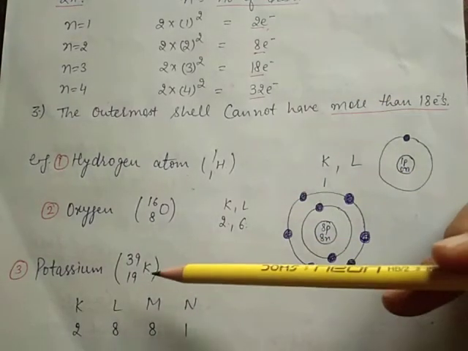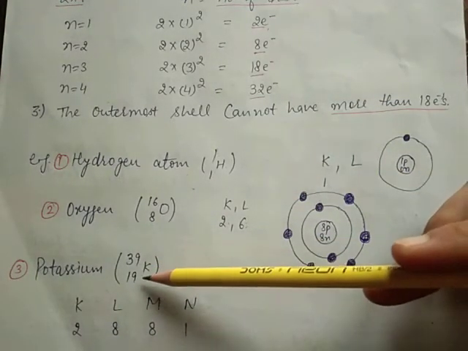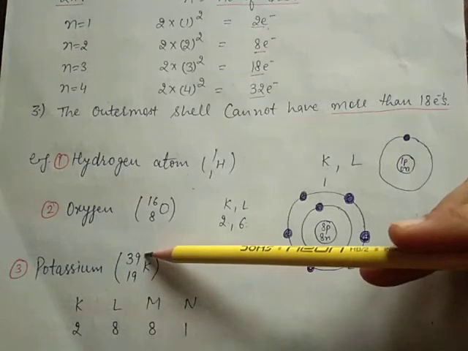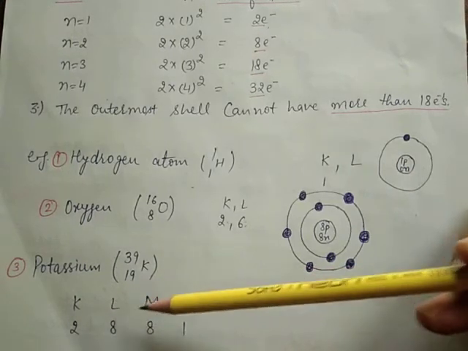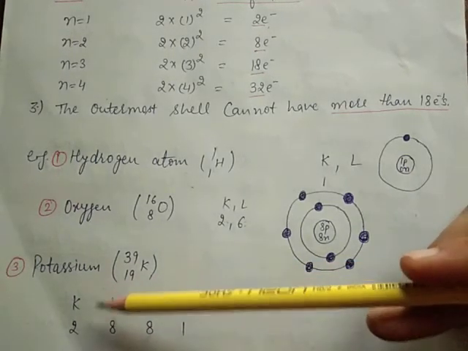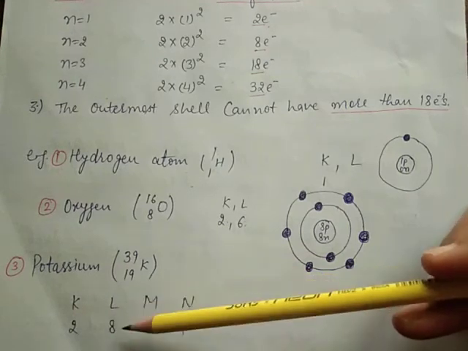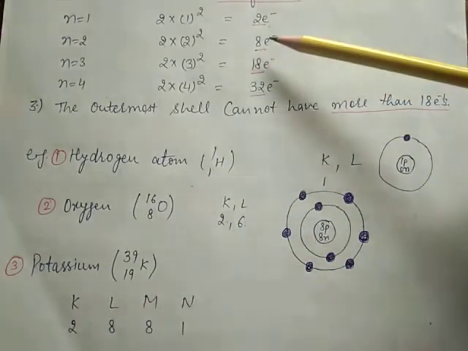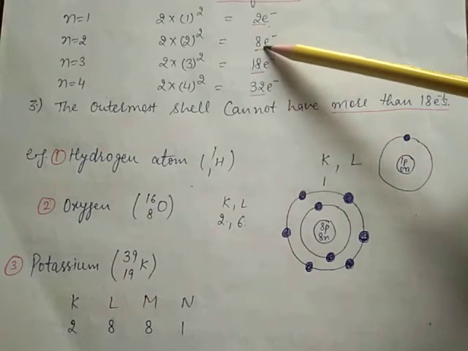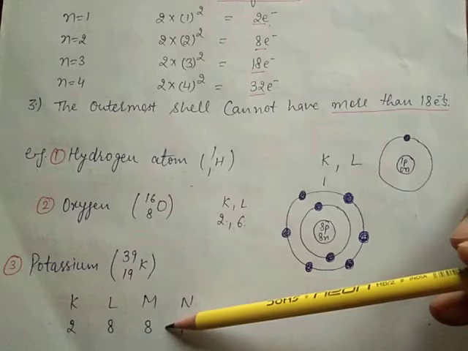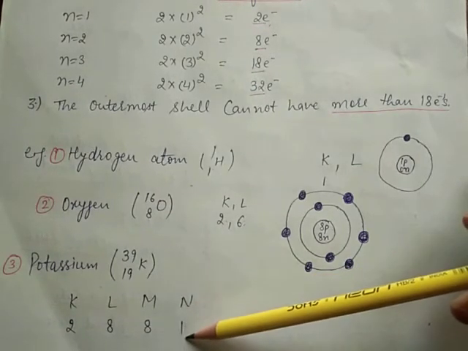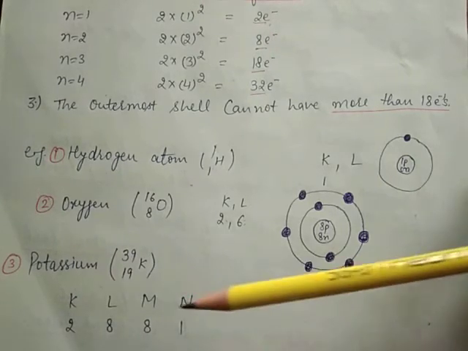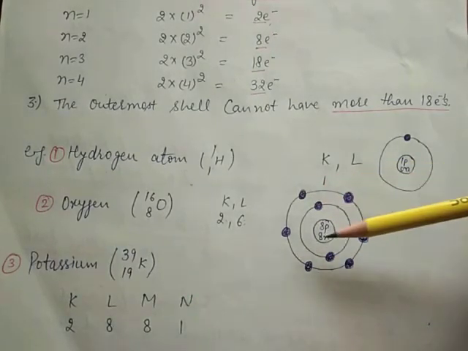Now next is potassium, atomic number 19, mass number 39. Here the electronic distribution is in the K, L, M, N shells. In the K shell 2 electrons are present, and in the L shell a total of 8 electrons are present. Maximum 8 electrons you can fill in the L shell. And in the M shell 8 electrons are present, and the remaining 1 is left for the N shell, so here 1 is present. So you can fill in this manner also.